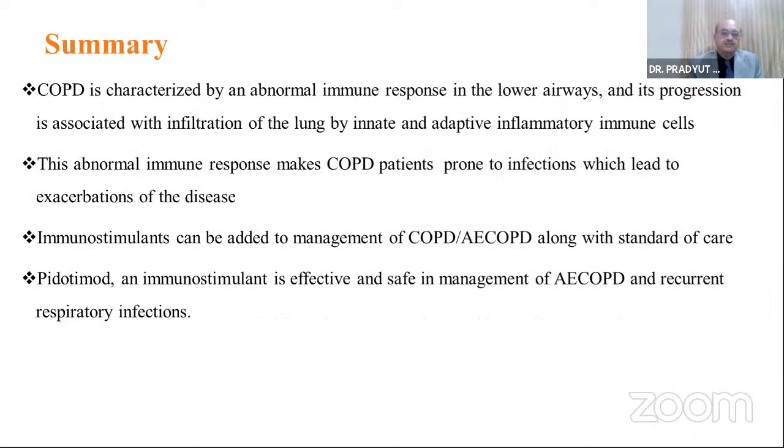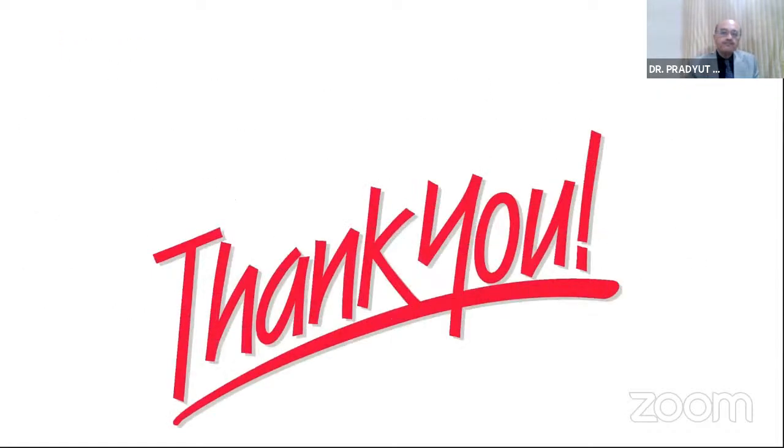respiratory tract infections. COPD, we know, is characterized by an abnormal immune response in the lower airways, and this is associated with infiltration of the lung by both innate and adaptive inflammatory immune cells, causing more and more infection, inflammation, and respiratory damage. This abnormal immune response makes COPD patients more prone to infections, which lead to COPD exacerbations and hospitalizations. Therefore, immunostimulants can be used and should be used in the management of COPD and AE-COPD along with standard of care. So thank you so much.